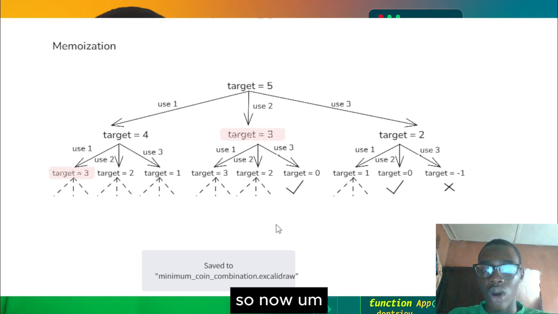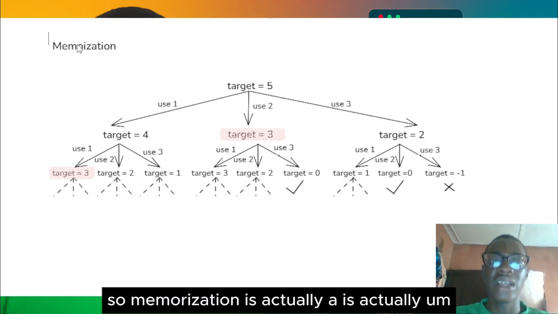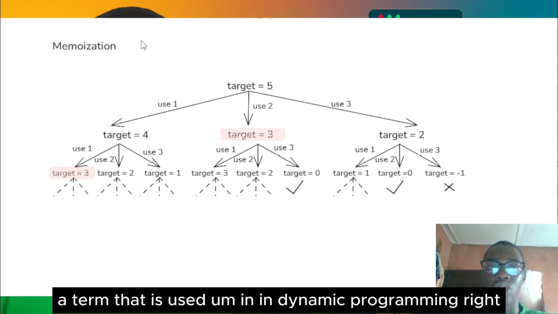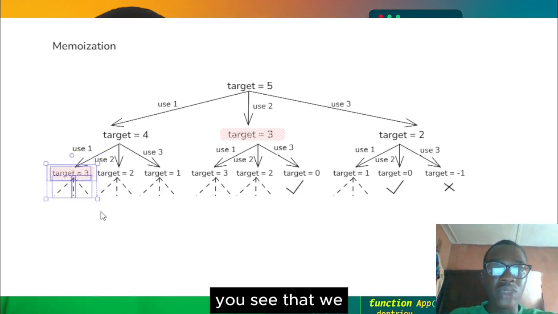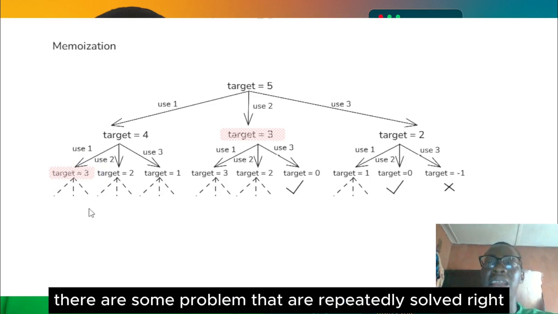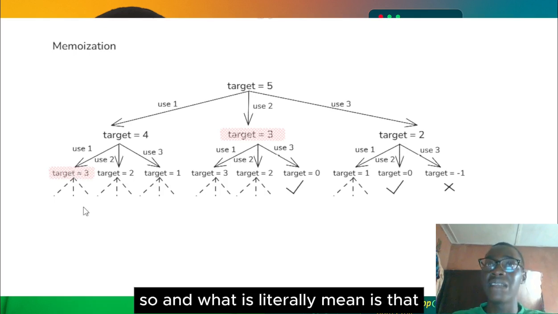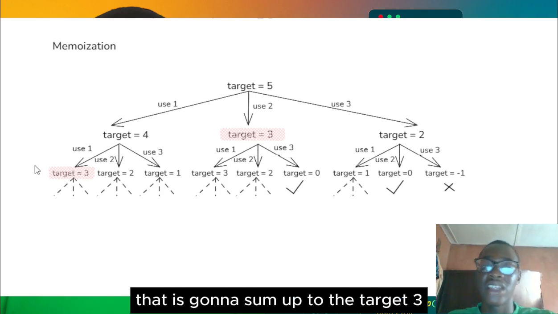So now let's talk about the concept of memoization. Memoization is a term that is used in dynamic programming, right? And what it does is that, first of all, look at this problem here. You will see that there are some problems that are repeatedly solved, right? Look, we've seen this problem, target equals 3 here. What it literally means is that it's a subproblem, right? It means find the fewest number of coins that will sum up to the target 3.